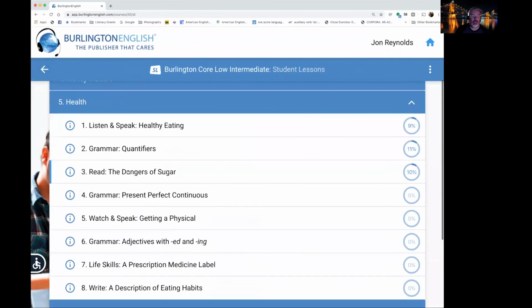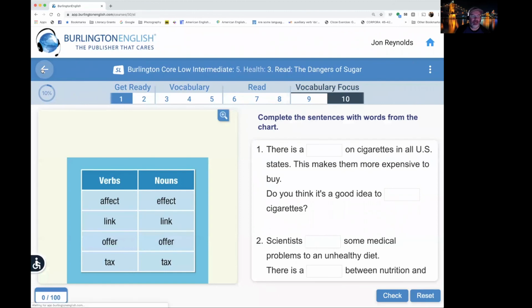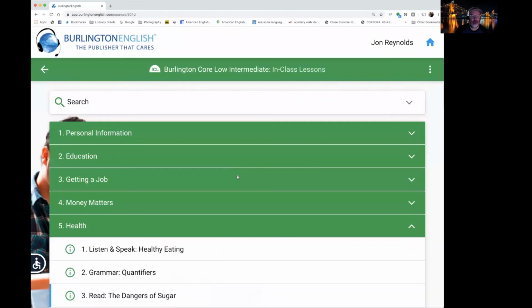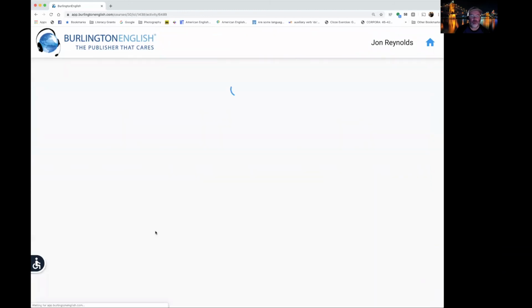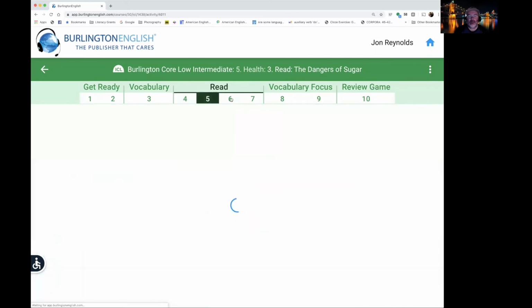When we return to class next week, we are going to do some more activities together using the reading example. So again, in this video, we demonstrated and introduced the sugar problem here. And next time, we're going to do some activities together in our class.